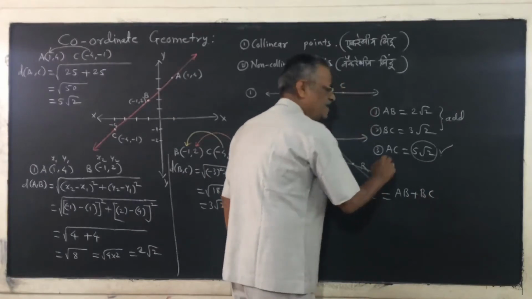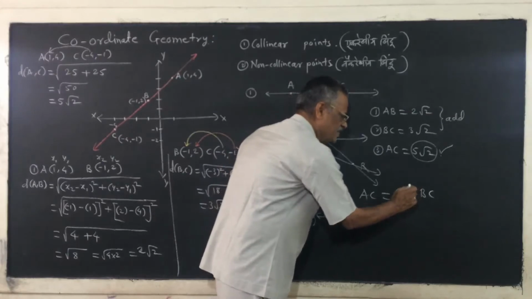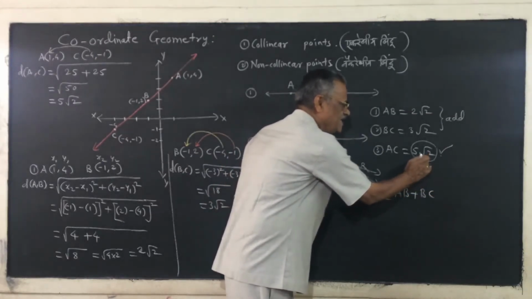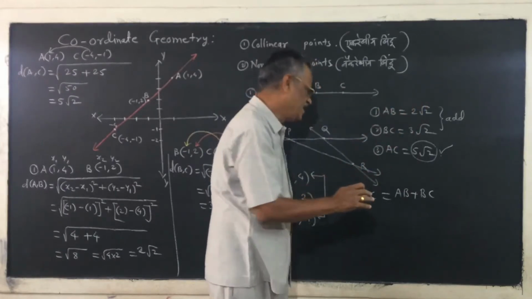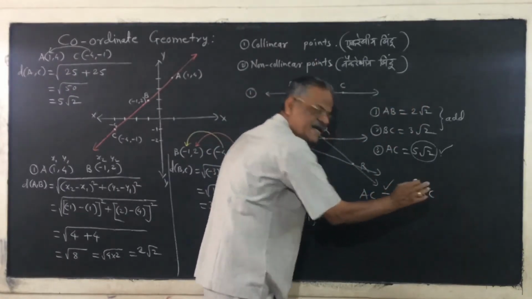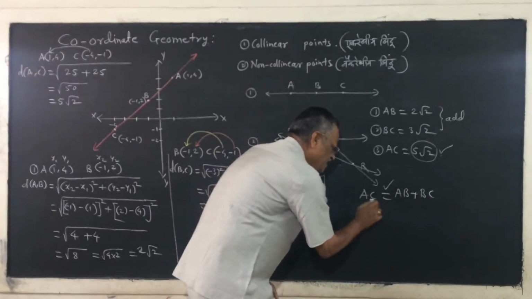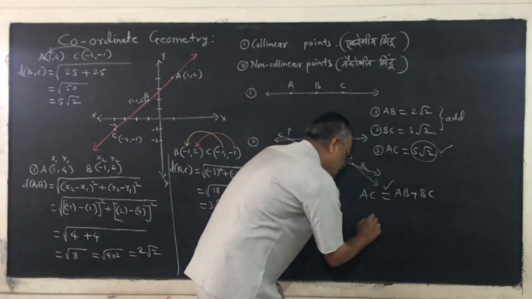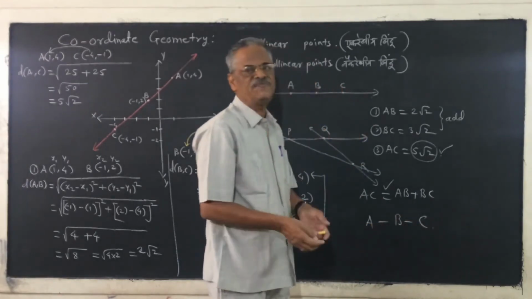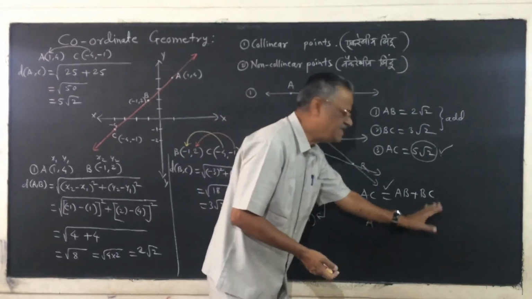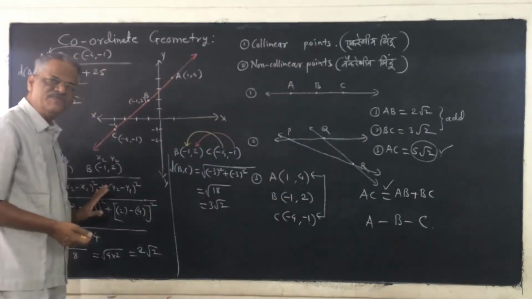This is the observation. We are getting AC is equal to AB plus BC. The greatest distance is equal to the sum of the two remaining distances. So we are getting equal. Definitely AC is equal to AB plus BC. So A-B-C is there, so betweenness property is there. So A, B, C are collinear. This is the method by using the distance formula.